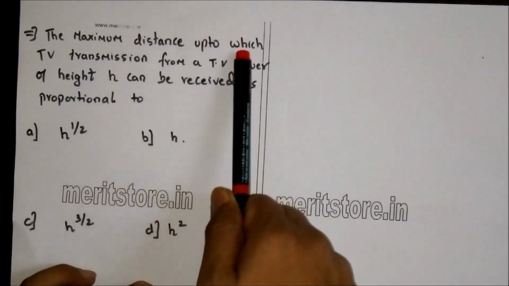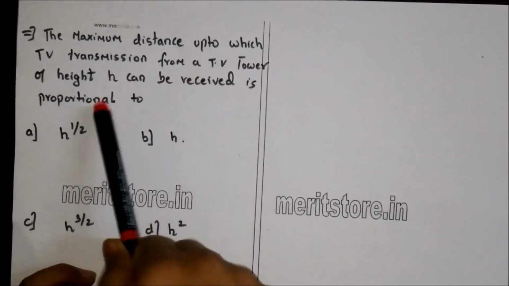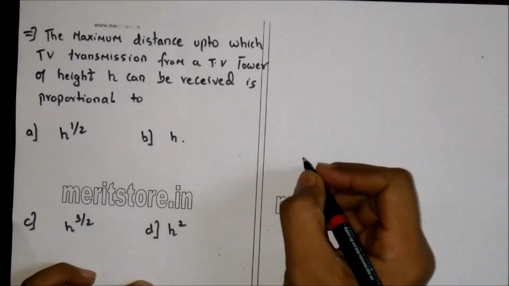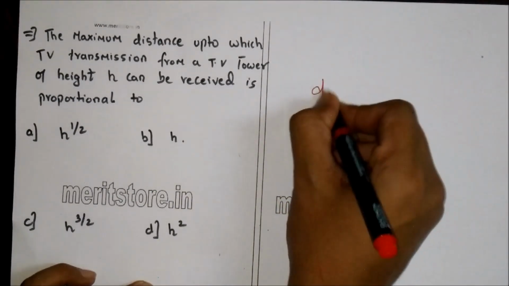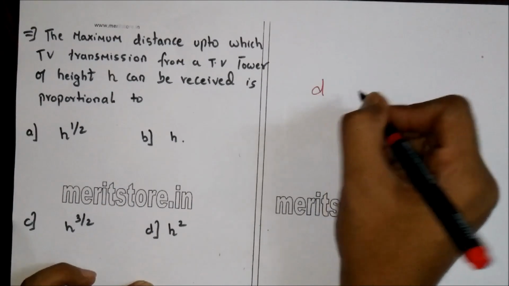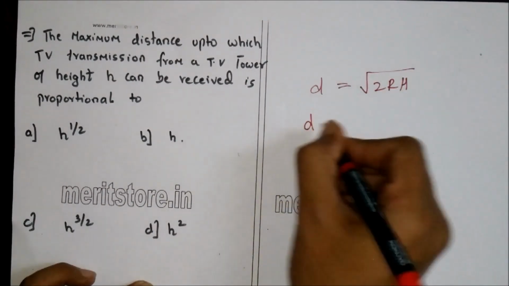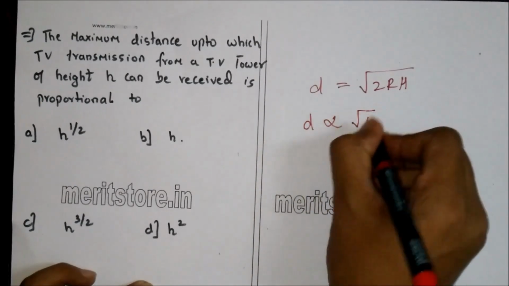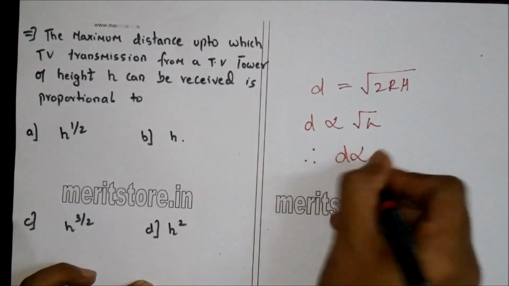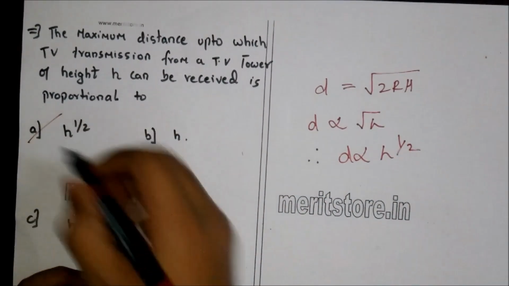Maximum distance up to which TV transmission from a TV tower of height h can be received is proportional to, here are the options. Now, the distance d up to which TV signals from a TV tower of height h can be received is given by d equals root of 2Rh. Therefore, d is directly proportional to root of h, or d is directly proportional to h raised to half. Therefore, the correct answer is option A.